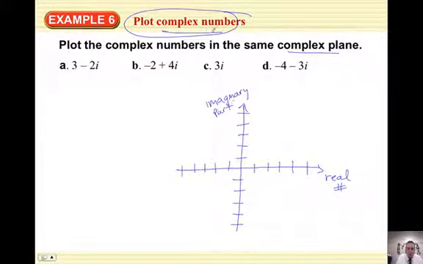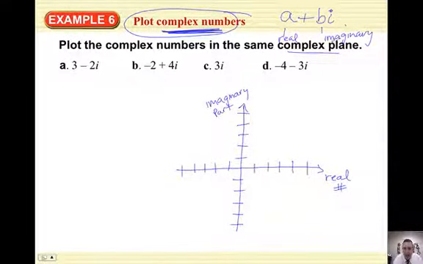So we're going to plot complex numbers. Remember, a complex number is made up of a real plus an imaginary. This is the real, this is the imaginary. So all we really have to do is find a and b. The real number deals with the a value, the imaginary part deals with the b value, and basically that's all we plot.